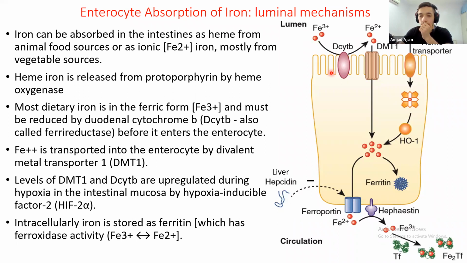Hepcidin inhibits ferroportin. Yes, hepcidin inhibits ferroportin, but it does not inhibit the duodenal cytochrome B and the DMT1. They still can be absorbed, but they will not go to the circulation. They will stay in the enterocyte here in the form of ferritin.